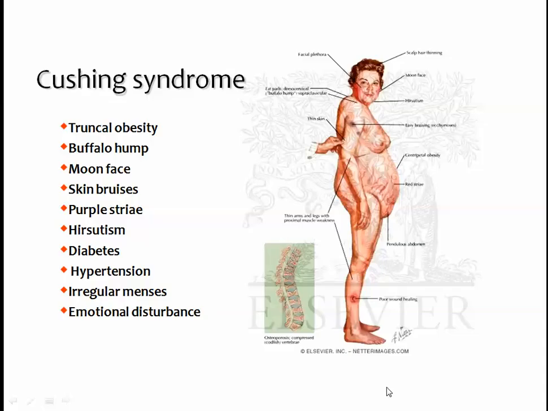This is T1 and this is T2 and this is T1 post contrast. And these are the data of Cushing syndrome. You all know, of course, the truncal obesity, the buffalo hump, the moon face, skin bruises, and purple striae, hirsutism, diabetes, hypertension, irregular menses, and the emotional disturbances.